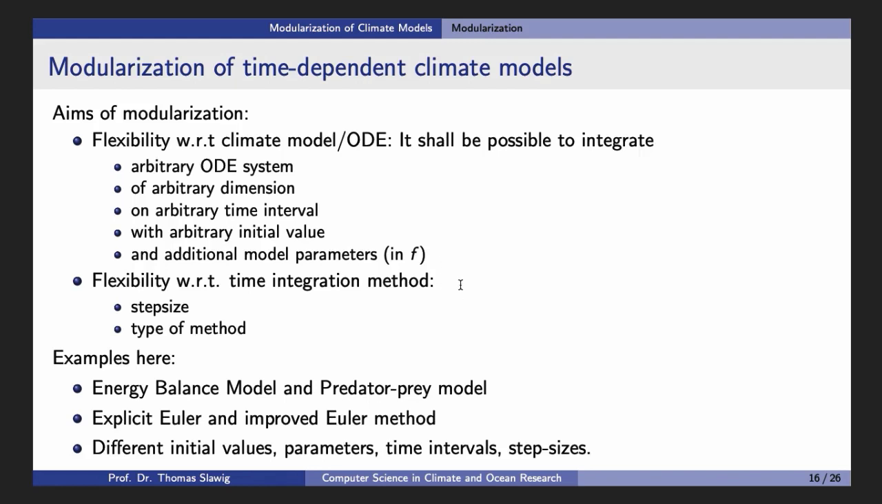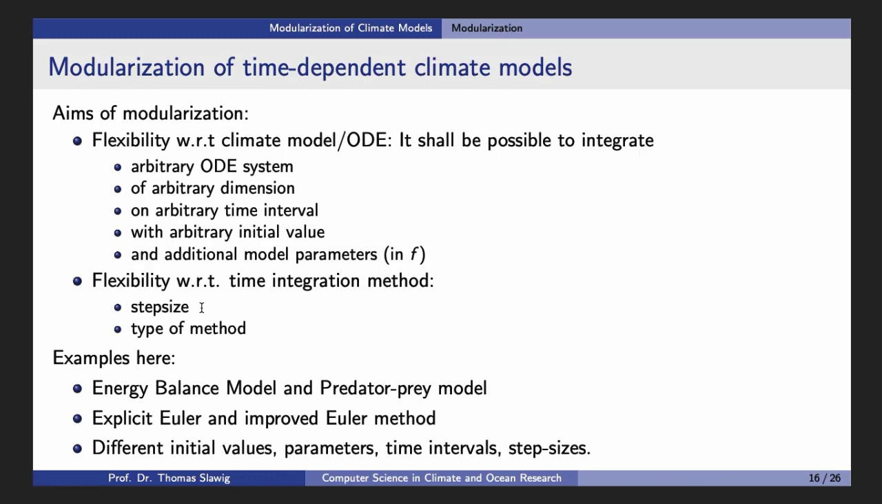On the other hand, we want flexibility with respect to the time integration method. We already have two, and as I said, there is a variety of methods that can be found. We want to compare them, or if the accuracy of one method is too low for us, if the Euler method needs too small time steps, we might switch to the improved Euler method where the accuracy is better. And of course we will also adjust the step size so that we can compare. Maybe the Euler method with a smaller step size is better than improved Euler with a bigger one.